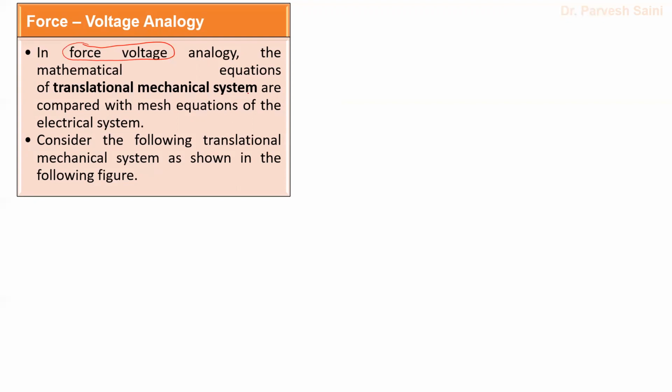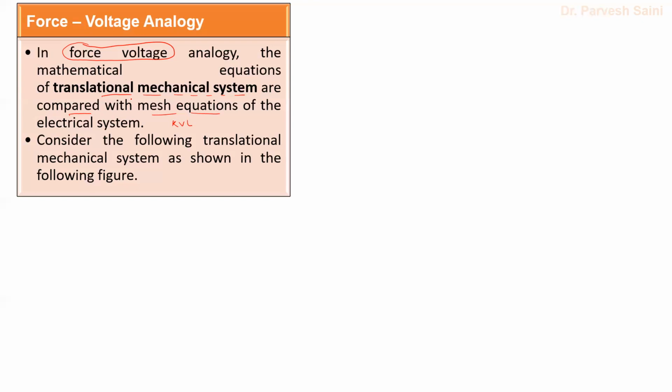So in this, what we do is compare the mathematical equations of the translational mechanical system with the mesh equations, that is KVL equations, of the electrical systems. That is, we derive the equations of the translational mechanical system, and similarly we derive the mesh equation of the electrical system, and then we compare these two equations, and then we find out the electrical equivalent parameters of all the mechanical parameters, right? So force is a mechanical and voltage is an electrical quantity. They are equivalent to one another but in different physical systems.